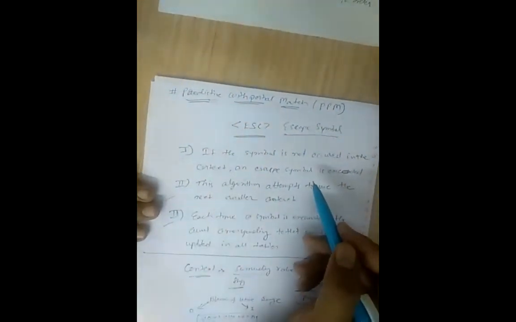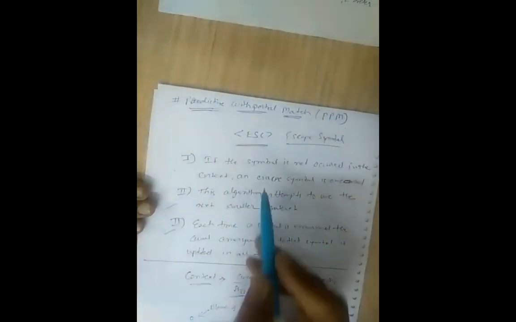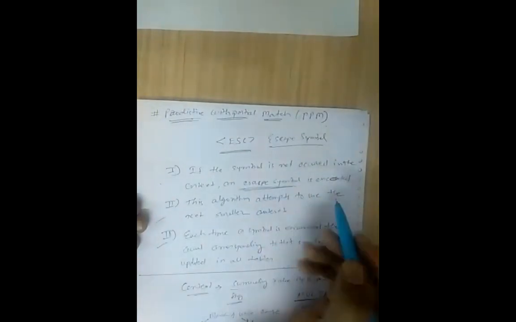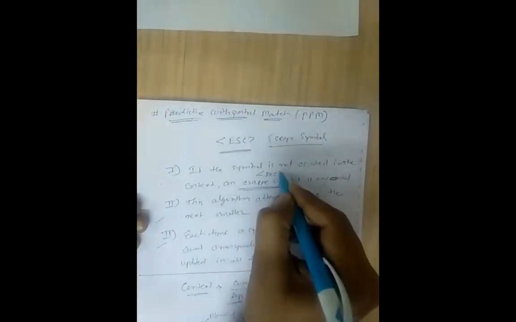Over there we have just figured out that if the symbol has not occurred, there are basic 3 steps which we already listed yesterday. We are just trying to recap those parts. If the symbol has not occurred in the context, it means it is occurring the first time, and the escape symbol is encountered. One new symbol you need to encounter, that is called escape, which we have already gone through. This algorithm attempts to use the next smaller context.